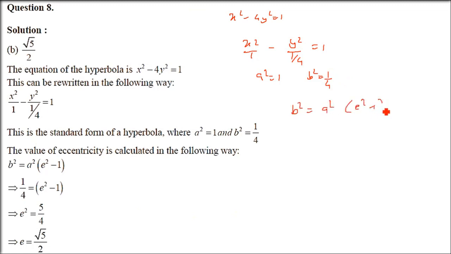So b square equals a square into e square minus 1. Put a square and b square, and you get 1 by 4 equals 1 into e square minus 1. 1 goes here, 1 by 4 plus 1 is 5 by 4. So e square we are going to get is 5 by 4. Now you take the root, it's going to be root 5 by 2. This is the eccentricity. Question number 8.